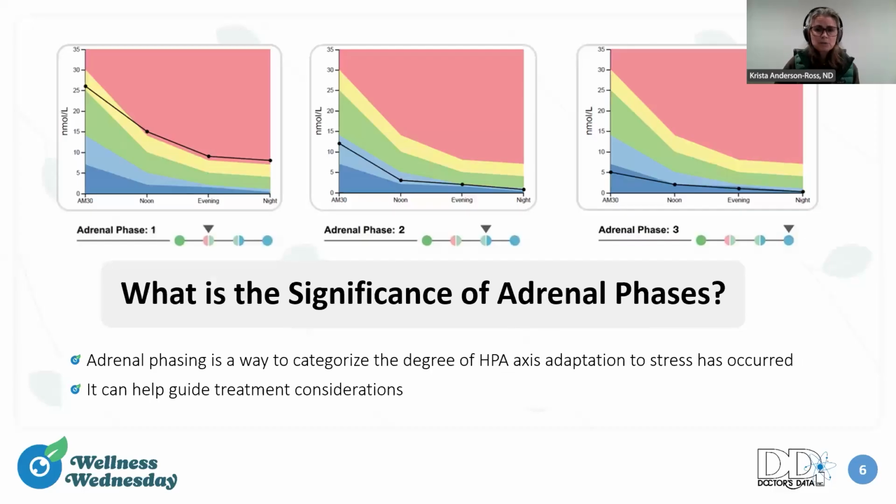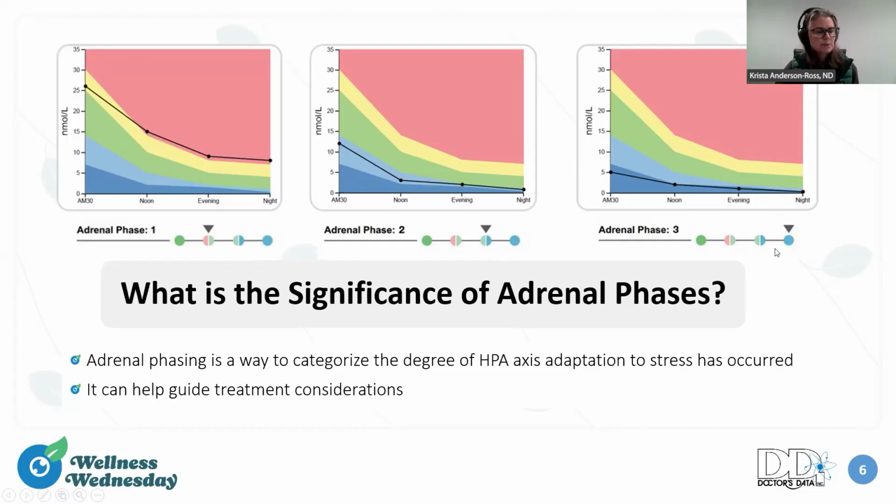Because morning cortisol is reflective of overall HPA axis responsiveness and adaptation, we base our phasing on that AM30 level. Whenever you see an upper range AM30 or even an upper range or elevated cortisol level anywhere in a curve, that's going to be phase 1. Phase 2 is evolving HPA axis dysfunction, and phase 3 reflects long-term HPA axis adaptation to stress.